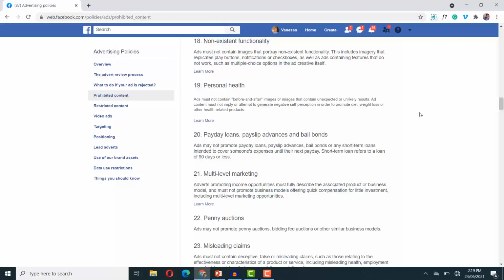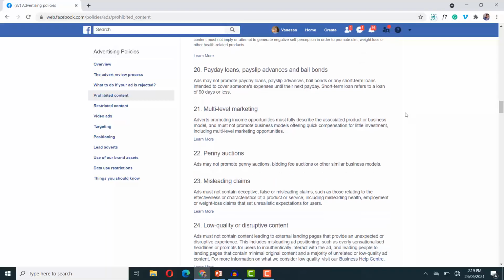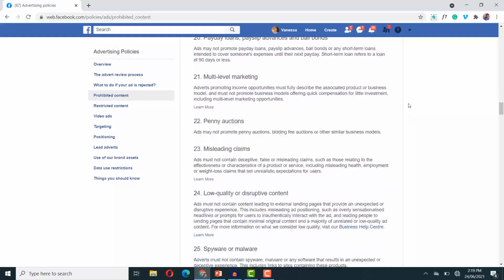And you cannot promise people unexpected results, unlikely results. You put this fat person beside someone with a very sexy beach body, and you make people feel like they could get that same body if they follow your routine in 3 weeks. And that's totally unacceptable. So you want to stay away from that. Bad behavior generally doesn't pass in an ad. Payday loans, pay slip advances, and bail bonds are not allowed.